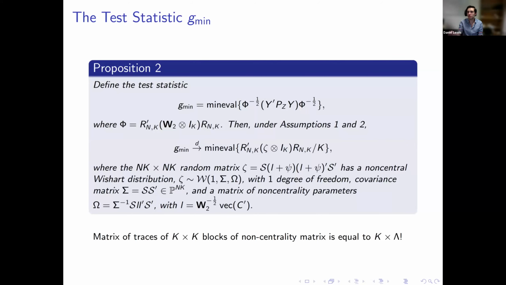So for anyone who's kind of losing hope in how we're getting anywhere here, given the complications in the limiting distribution, just to give you an idea of where we're going, the matrix of traces of each of the K by K blocks of the non-centrality matrix of zeta is actually equal to just K times the concentration matrix. You can see if we can learn something about the non-centrality parameters of zeta, and indeed the minimum eigenvalues of the non-centrality parameters, that's going to be informative for the concentration matrix lambda.